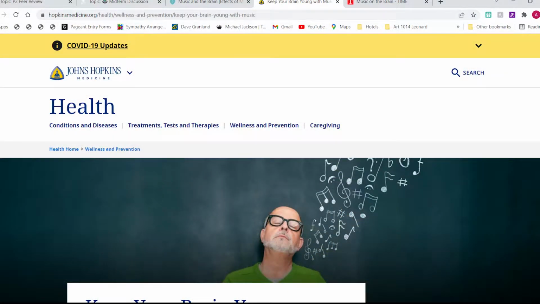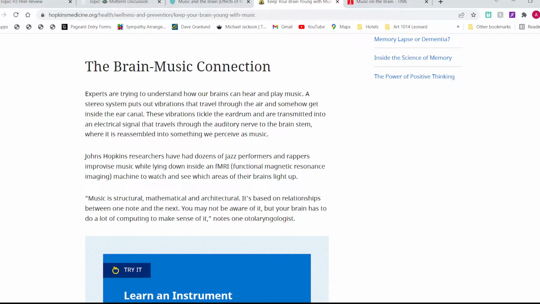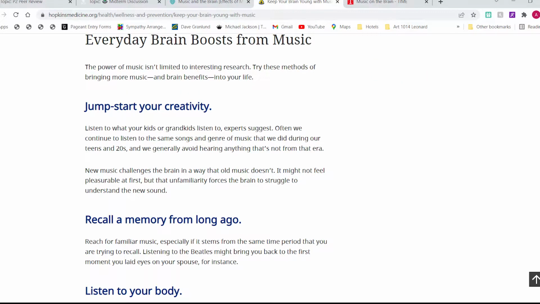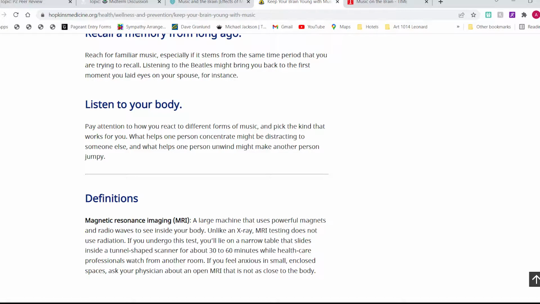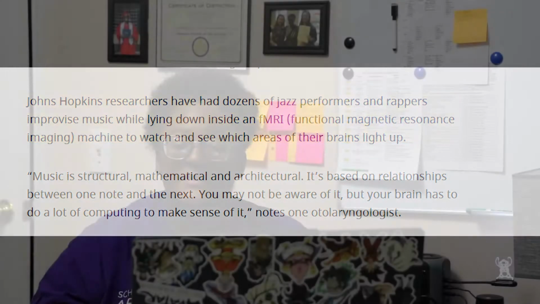For example, here's an article posted on hopkinsmedicine.org that goes over the possible connection between music and certain brain functions. The article does explain an experiment that was done, but the overall article explains what benefits music can have. The experiment included musicians improvising music under an fMRI and determined the different areas of the brain that lit up. If the article was solely about the experiment done, it would have been a primary source. But since the overall topic is different, it's a secondary source.